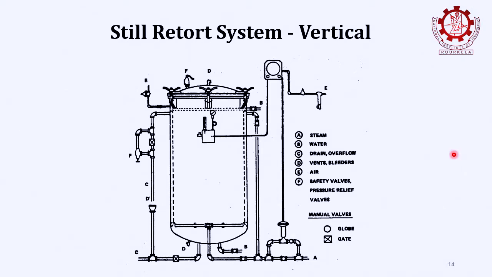So this is an example of a still retort system, vertical. Have you seen this? Okay, this is the industrial version of the pressure cooker we have at home. Only, in this vertical steel, metal chamber, you load your containers, which means cans or glass bottles or plastic pouches. You allow steam to inject into it, and whatever air is there, you flush it out. So you do a lot of bleeding of steam.